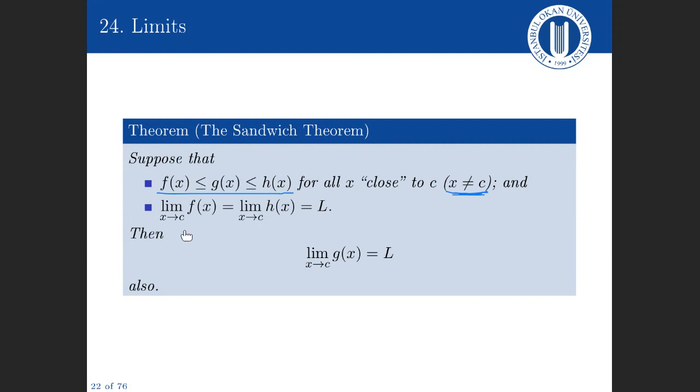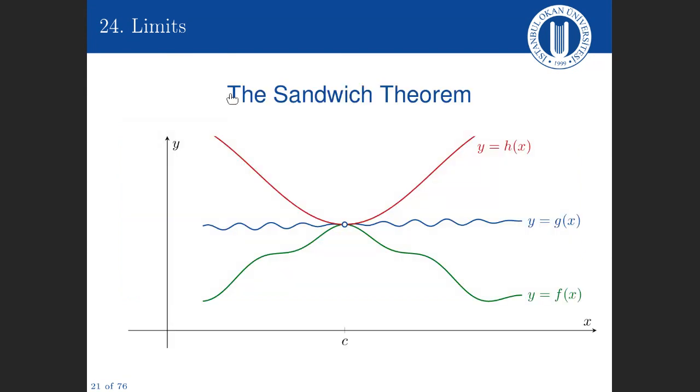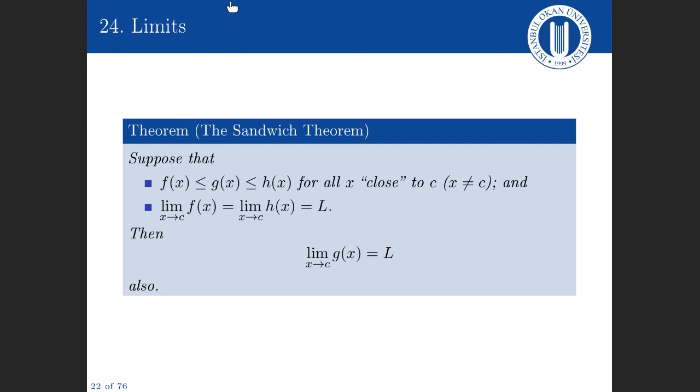And we need that the limit of the bottom function is the same as the limit of the top function. We go back to the picture. This green function and this red function need to move together and touch, or have the same limits when x is equal to c. Then the theorem tells us that the middle function, the function which is sandwiched in the middle, must also have the same limit as the other two functions.